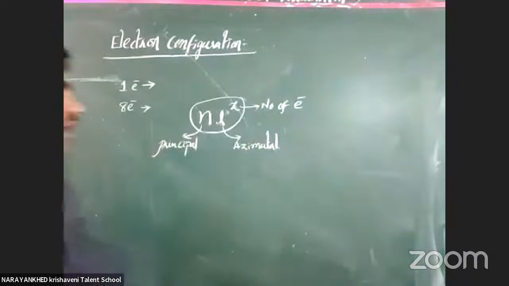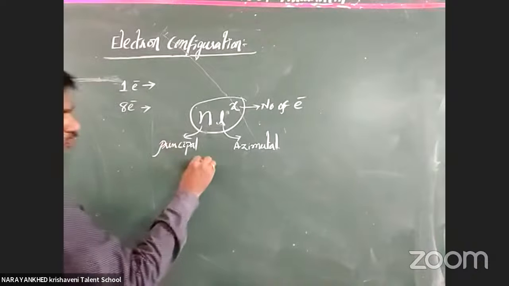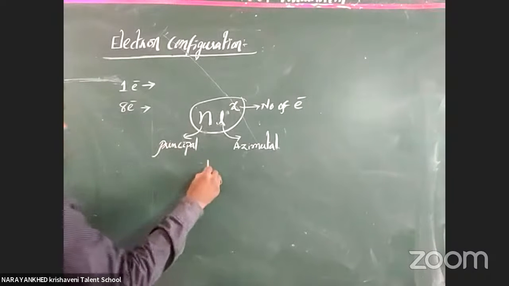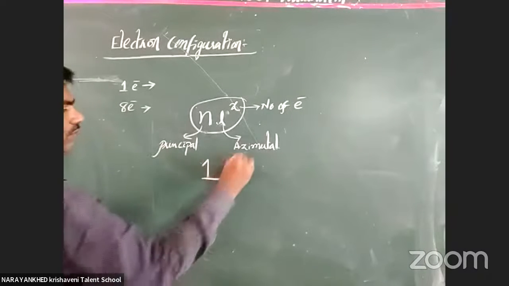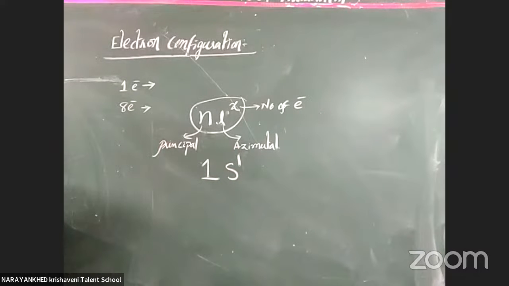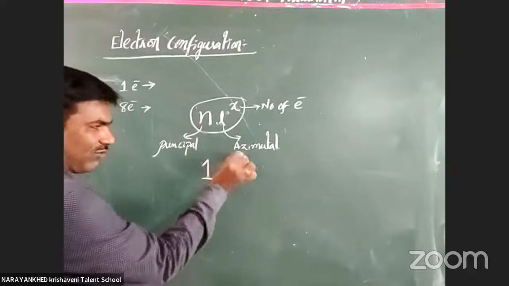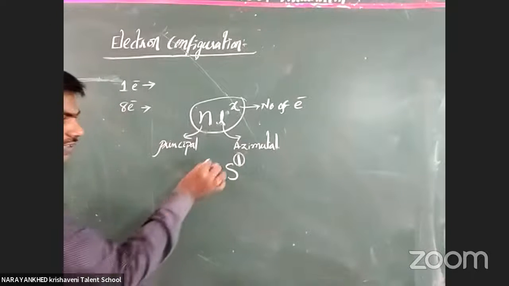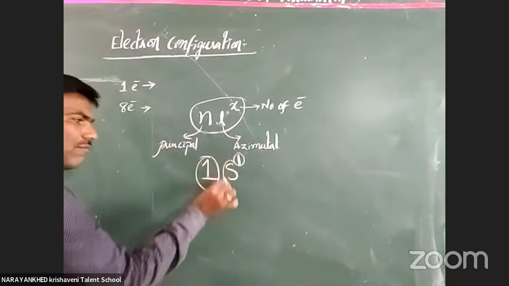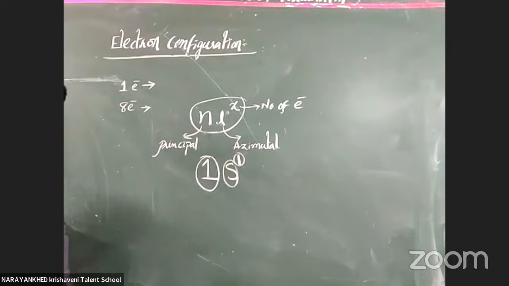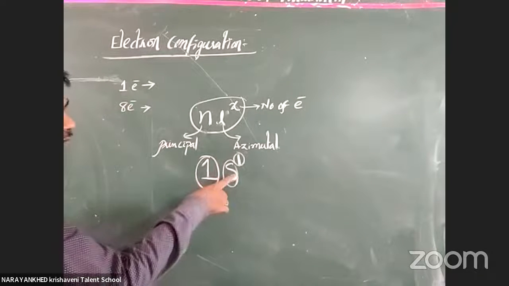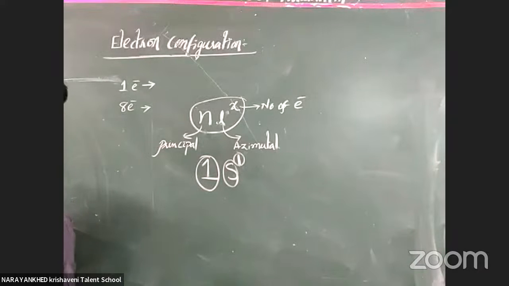Clear or not? How do we write it? Suppose we write 1s1. What is the meaning of it? 1s1 means this one electron is in the first orbit, in the s orbital. That is the orbital position, and it is also the electron position. That is what we consider here.